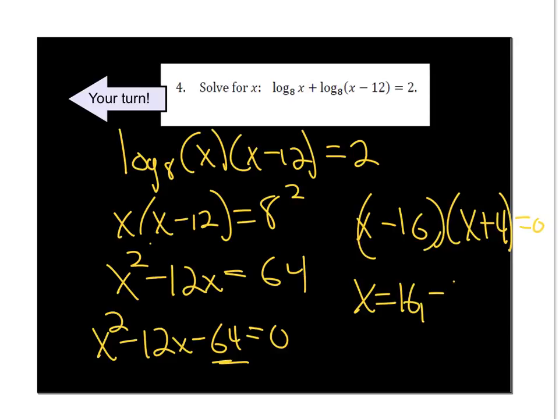So x is going to equal 16 or negative 4. But negative 4 is not going to work, so I want 16. That's my answer. But notice, all I'm doing is putting together what it's going to be, then I take 8 to the second power and I go from there.